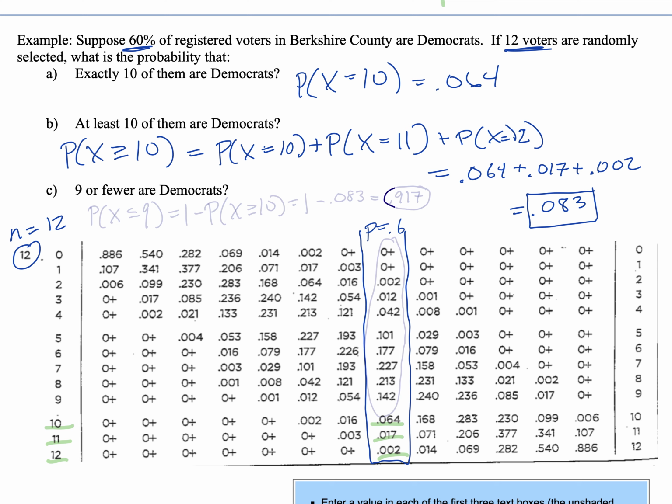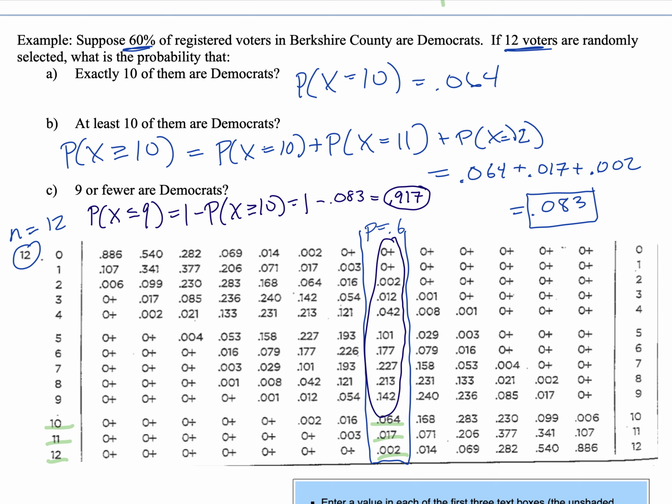What's the probability that 9 or fewer are Democrats? Well, one option would be to add up all those numbers, and adding up all those numbers would give me the probability that 9 or fewer are Democrats. Another option is to use the complement. So the probability that x is less than or equal to 9 is equal to 1 minus the probability that x is greater than or equal to 10, because either 9 or fewer of them are Democrats or 10 or more of them are Democrats. And so that's 1 minus 0.083, and that gives me 0.917. So that is my probability.